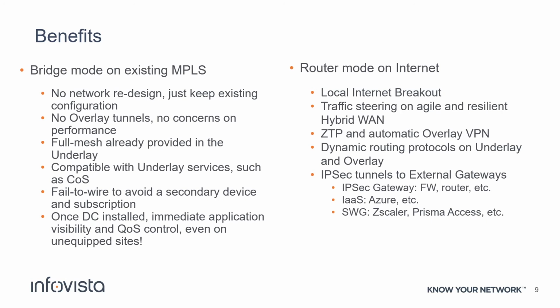Then we recommend using router mode on internet transport. At first, it will enable the local internet breakout so that you can access your SaaS applications more efficiently. Then by adding internet into your WAN network, you will benefit from hybrid WAN. At first, you get more resiliency because you have multi-link right now. Then you can steer different traffic onto different WANs according to your SLA. Also, this will allow you to use MPLS and internet in an active way so that you can increase your bandwidth on the site. On the router mode interface, you can automatically create the overlay VPN.